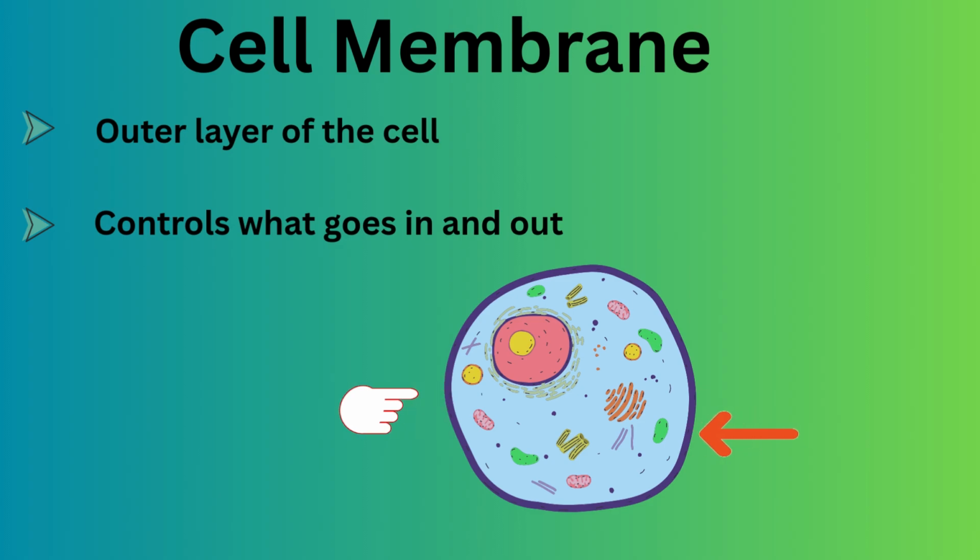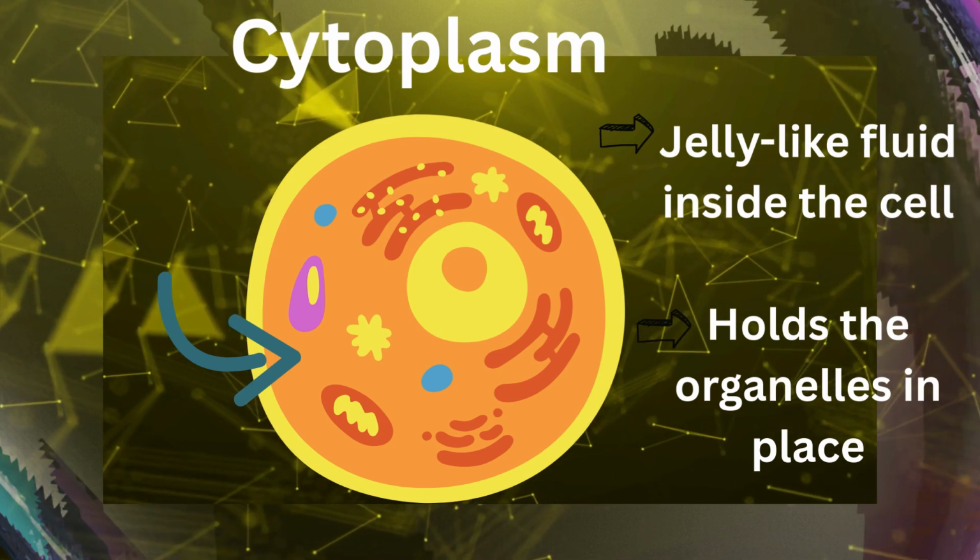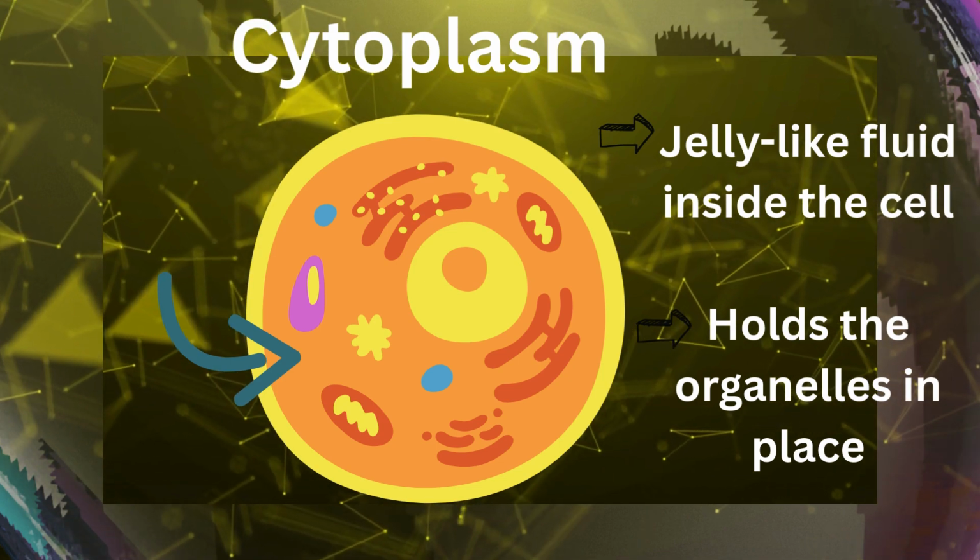Cell membrane. Outer layer of the cell. Controls what goes in and out. Cytoplasm. Jelly-like fluid inside the cell. Holds the organelles in place.